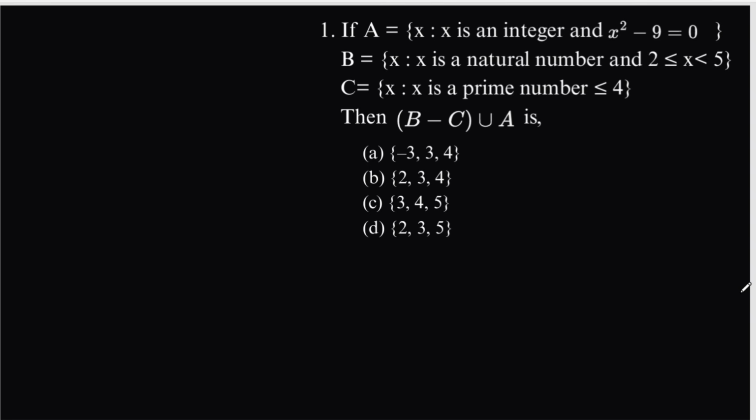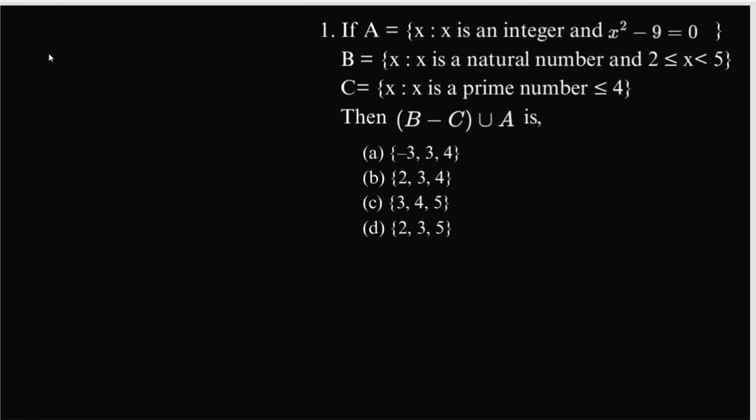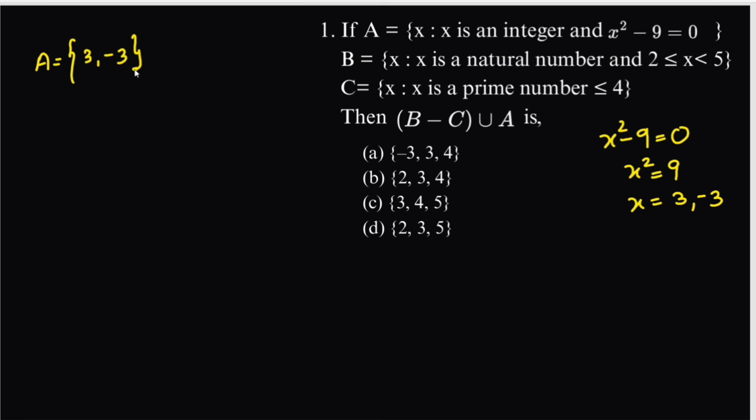So first problem, it is if x is an integer and x square minus 9 is equal to 0. We have three sets A, B and C. So we will write down the sets. What will be the elements in A set? They have told it is the solutions of x square minus 9 is equal to 0. So what are the solutions? When we solve x square minus 9 is equal to 0, we get x square is equal to 9. So x will be what? Square root of 9, that is plus 3 and minus 3. So these are the values in A. So A set will be 3 and minus 3.